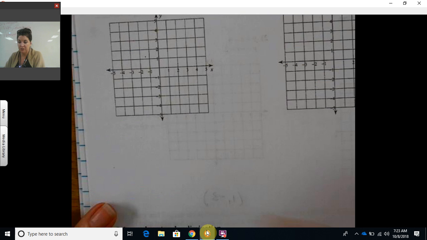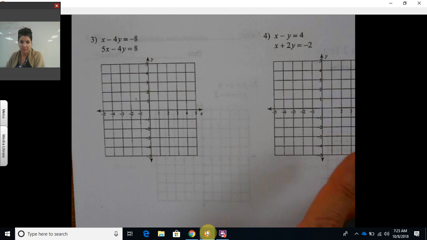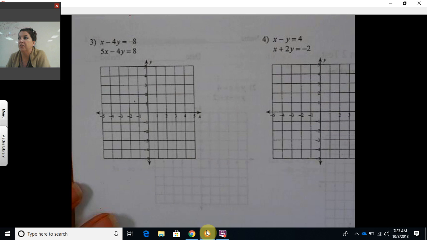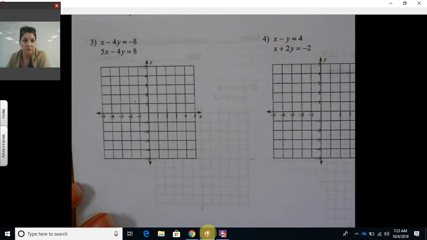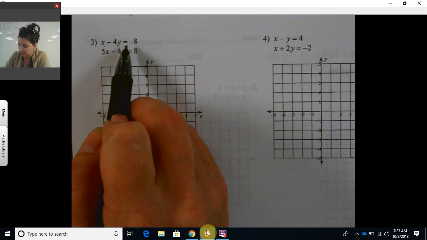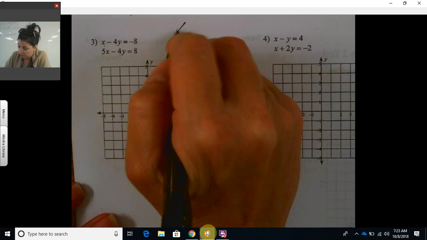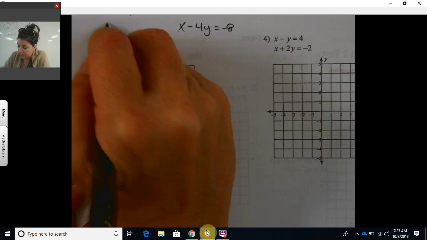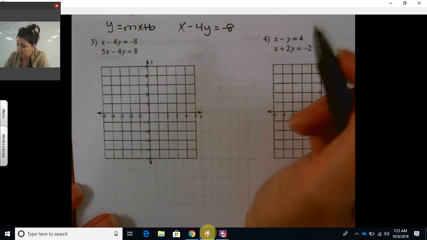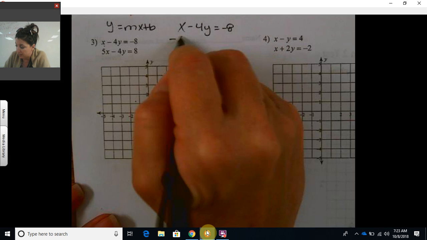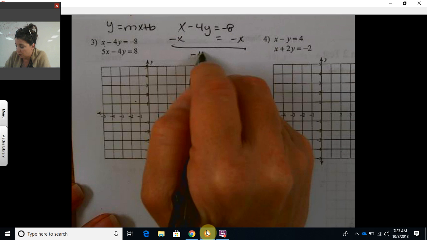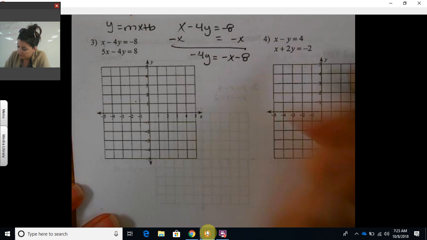On the back side, 2 more graphs, but these are not in slope-intercept form, okay? So you can either put them in slope-intercept form, or you can find the x and the y-intercept. It's up to you. I'm going to just put them in slope-intercept form, okay? So remember, that's y equals mx plus b. So you need to isolate the y, subtract x from both sides. -4y equals -x minus 8. Divide each term by -4.